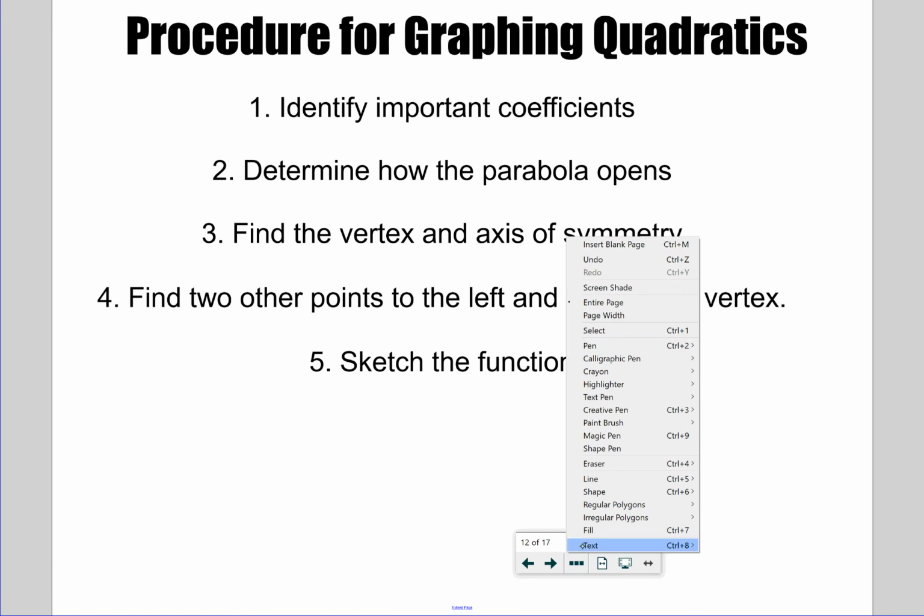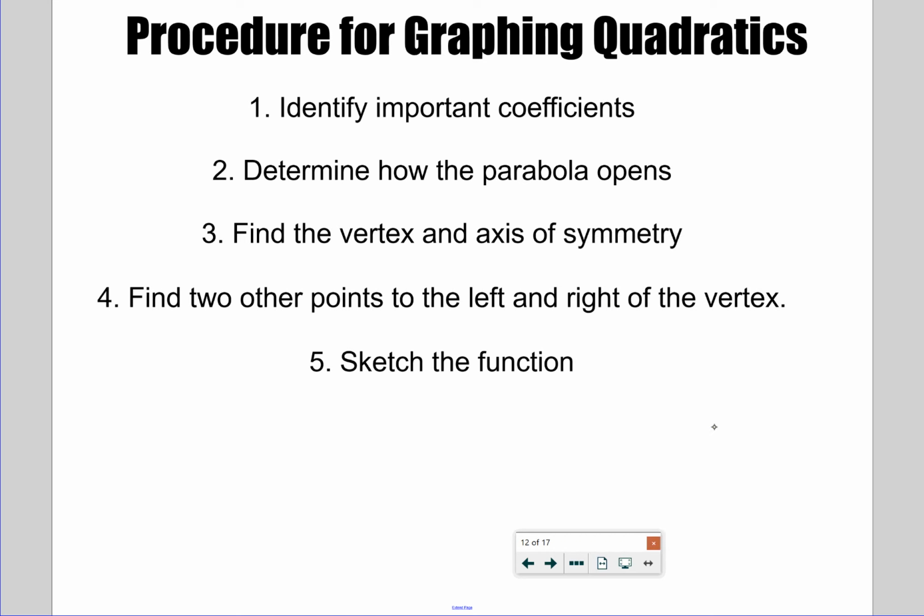The next two problems that we're going to do are graphing quadratics by hand. This is without our calculator, but of course you can use your calculator to check this. The first thing we're going to do is identify the important coefficients. So depending on what form you're in, that's either going to be a, b, and c, or a, h, and k. Second, you're going to determine how the parabola opens, up or down. We're going to find vertex and axis of symmetry using a formula if necessary. Then we're going to find 2 other points. You want one to the left and one to the right of your vertex. And then from there, once we have 3 points, we'll be able to sketch our function.